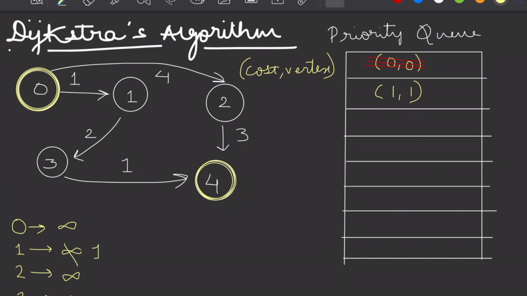Also, we're going to update this value as 1, because we found a smaller value to reach 1. Fine, so we're done with 1. Let's see other neighbors which we can reach from 0.